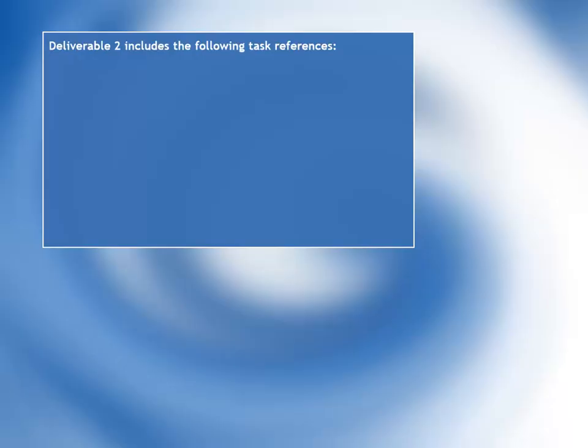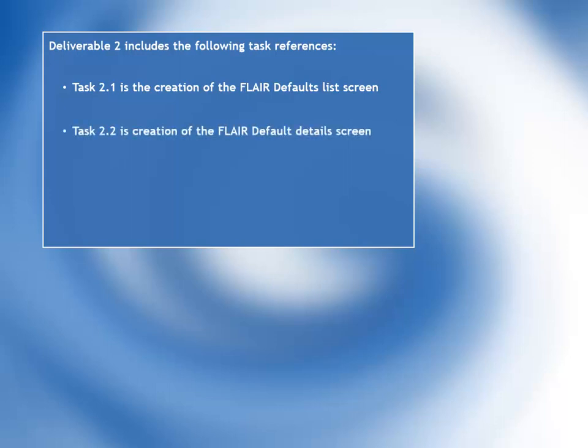Deliverable 2 covers the administration portion of the CAM project. Task 2.1 is the creation of the Flare default screen, which allows users to manage the default Flare codes applied to new invoices. Task 2.2 is the creation of the Flare default detail screen, where Flare codes will be managed for each revenue type. Task 2.3 is the creation of the document default screen. This allows users to manage information included on printed documents sent to facilities.